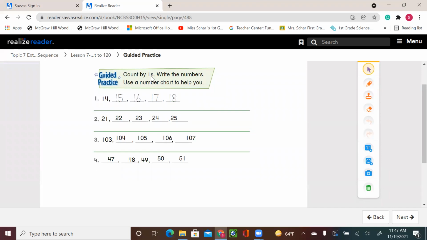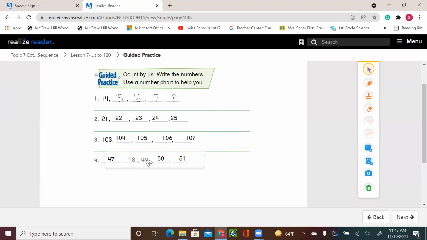So over here, I count by ones. I start with 14, 15, 16, 17, 18. So I'm adding 1. Second example, 21. So after 21, 22, 23, 24, 25. Number 3, I started with 103. I know that 100 will remain the same. I'm only adding 1, so 1 more than 3. 1 more than 3 is 4, so 104. 1 more, 105. 1 more, 106, and then 107.